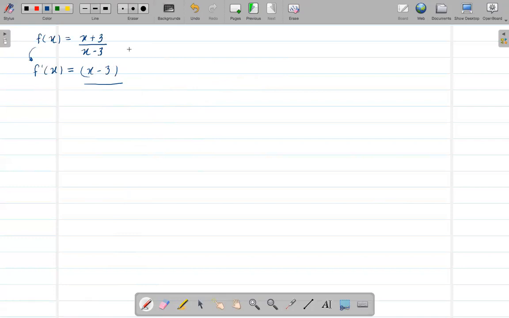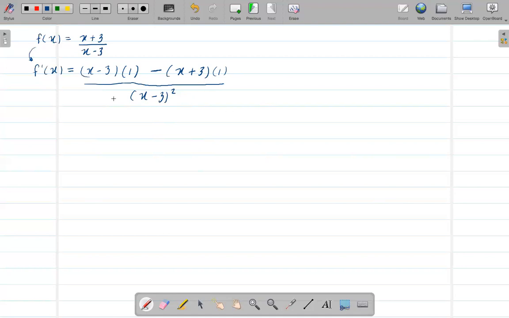So x minus 3 times, now when you take the derivative of the numerator, x plus 3, when you take the derivative of x, this is just 1. And the derivative of 3 is 0, so that doesn't make any difference. Minus, now the numerator will be the same, and then take the derivative of the denominator. Again, it is 1, right? So 1 over x minus 3 squared.